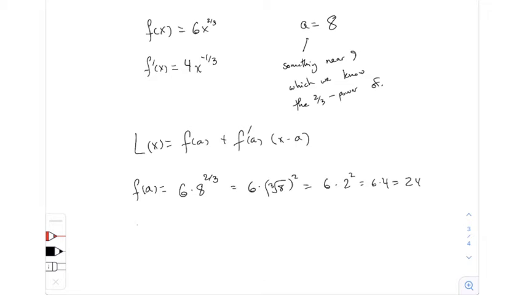f prime of a, same business, but I use the f prime formula, which is here. And again, I plug in 8. So it says 4 times 8 to the negative 1/3. That's totally different from 2/3, but this also we can do. This is going to be 4 times 1 over 8 to the 1/3. 8 to the 1/3 is the cube root of 8, which is 2. So this is 4 times 1 over 8 squared. Right? That's 64 in the bottom. 4 over 64.